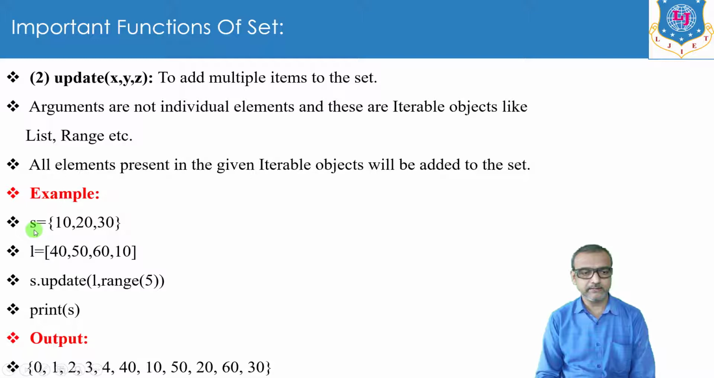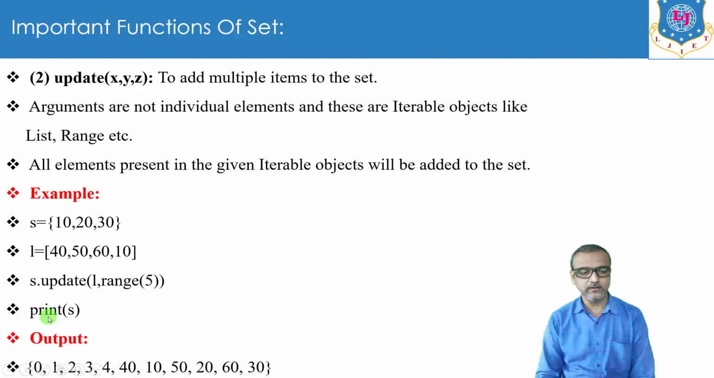We have taken set S, and in set S we have these three elements, that is 10, 20, 30, and we have taken one list L, and in list L we have these four elements, that is 40, 50, 60, 10. Then we will write S dot update of L comma range of 5. What will be the meaning of range of 5? It will give us the elements from 0 to 5 minus 1. It means we have elements from 0 to 4. So the elements from 0 to 4 and all the elements of the list L will be added to set S.